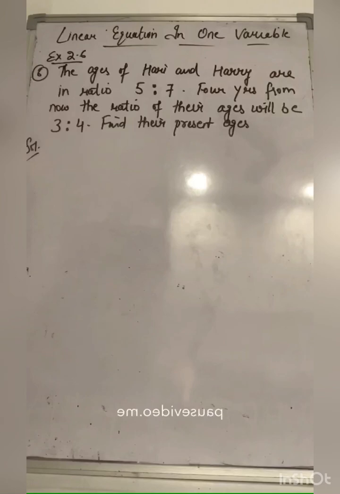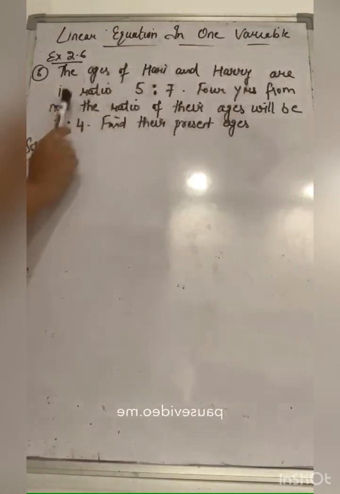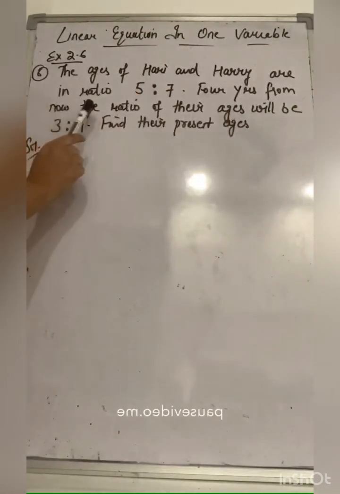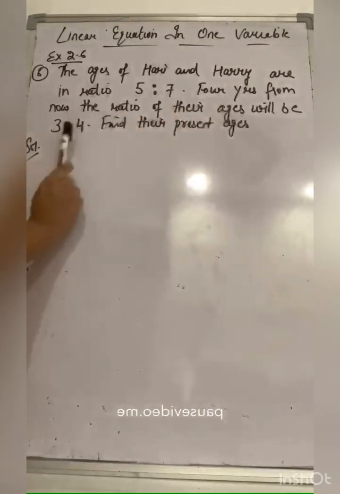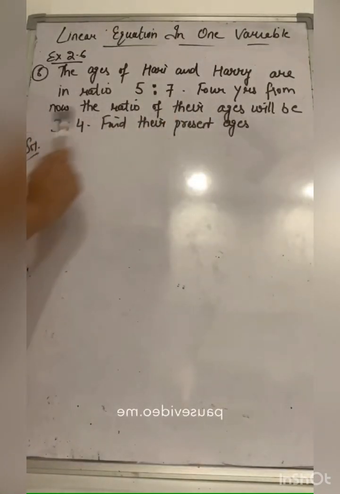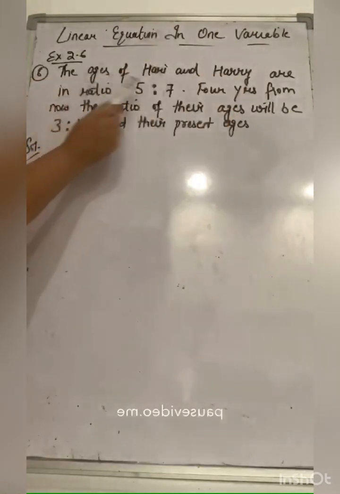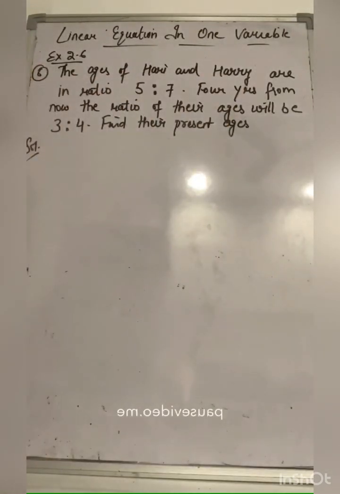See the next question number 6. The ages of Hari and Harry are in ratio 5:7. 4 years from now, the ratio of their ages will be 3:4. Find their present ages. Now, what we have to do? First of all, we have to suppose the present age of Hari and Harry. And what they are saying? That the ages of Hari and Harry are in the ratio 5:7.